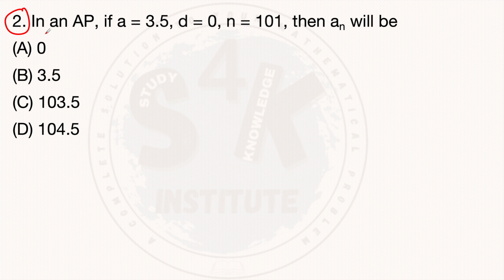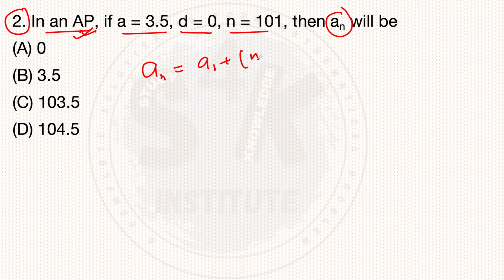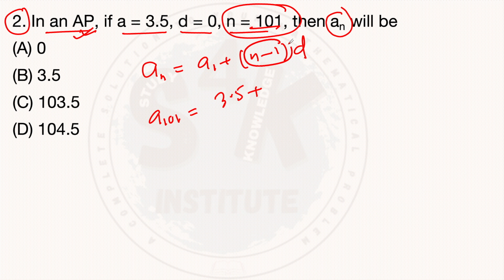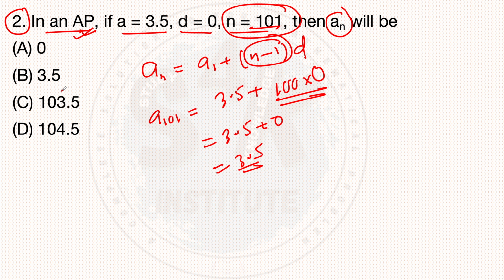Question number 2. In an AP, so this is an AP. Okay, a is given, d is given, n is given. They have asked for an, right? So you know the formula of an. an is equal to a1 plus n minus 1 into d. Here we know the value of n. So a101 will be, a1 you know is 3.5, and n you know is 101. 101 minus 1 will be 100 times the d value, which is 0. So 0 times 100 will be 0. So 3.5 plus 0 will be 3.5. So the answer will be B only. Okay, let's move to the next one.